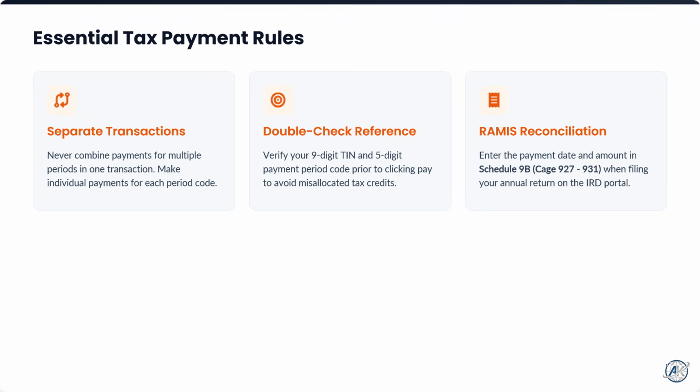Remember to make separate payments for each period code and never combine multiple periods in one transaction. Always double-check your 9-digit TIN and 5-digit period code before paying. When filing your annual return, enter the payment date and amount in Schedule 9B on the IRD portal for reconciliation.